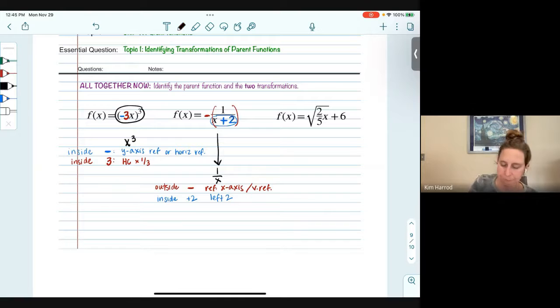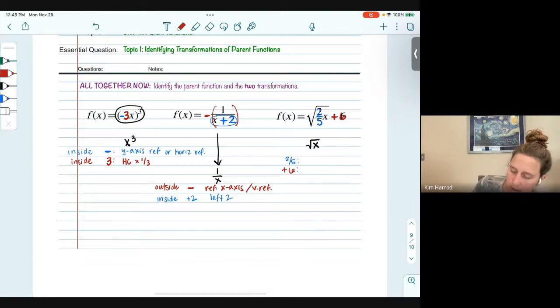I'll do one more. Parent function here, square root of x. The 2 things that are happening to the square root of x are the 2/5 and then over here, the +6. The +6 is not underneath the square root, so it is outside of the square root. So that's going to show up as up 6.